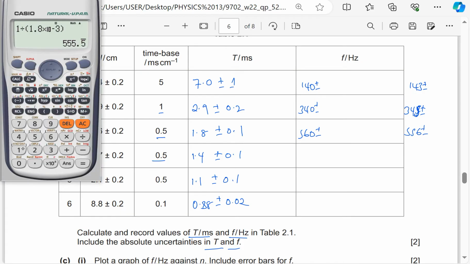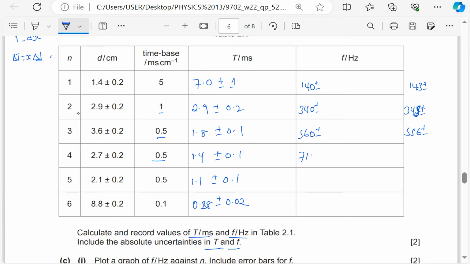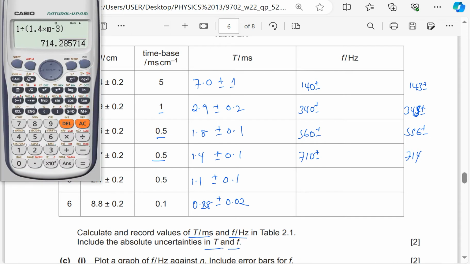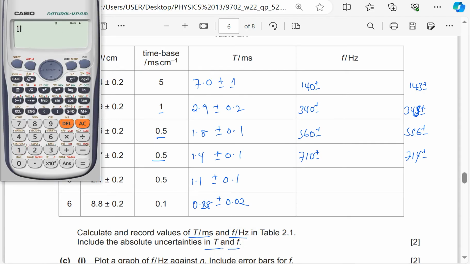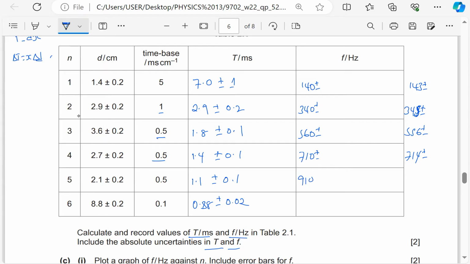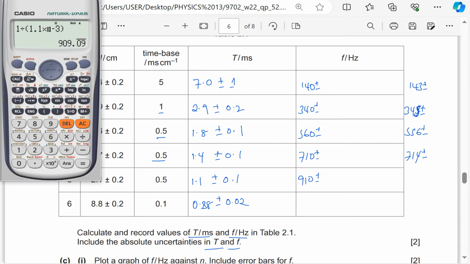Then the other one is 1 divided by 1.4 exponent minus 3, which is 710, or you can write 714 plus or minus. The other one is 1 divided by 1.1 exponent minus 3. So this is 910, or you can write 909.